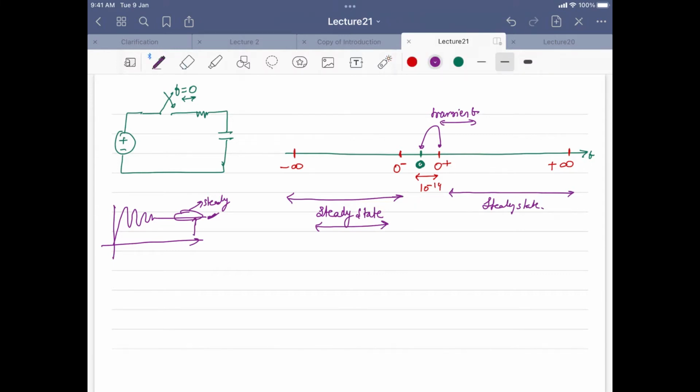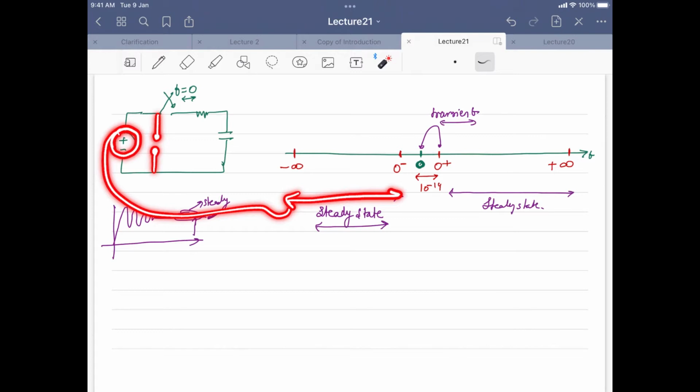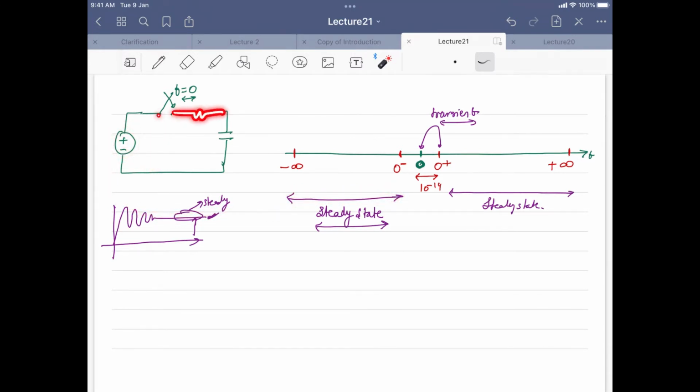So the thing is, once it sees this new environment, it becomes comfortable with that. Earlier, as you can recall, for this open circuit also, this voltage source was comfortable, and that's why we had this steady state situation. But the moment this voltage source sees this resistance and capacitance, which is a new environment for it, it creates a transient.